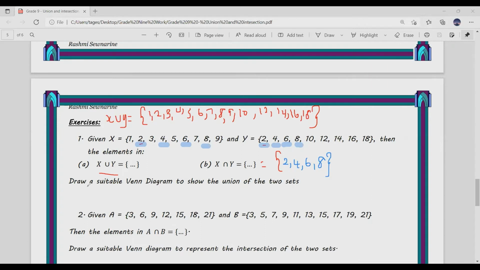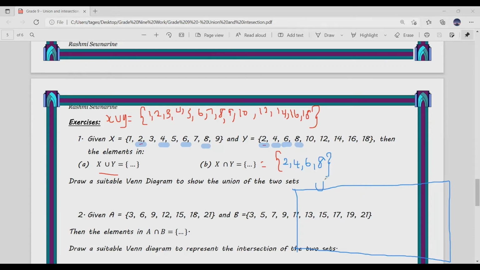Now, another task that we have is to draw a Venn diagram to show the union of the two sets. Let me get a different color. All right, let's draw the Venn diagram here. It's going to cover some of the other exercises, but that's okay. We put our union sign, and let's draw our two sets. And of course, we have intersections.